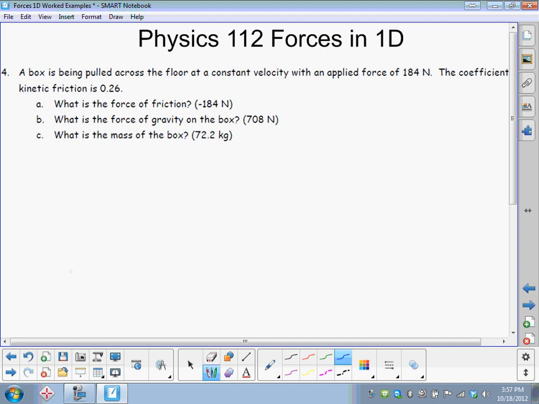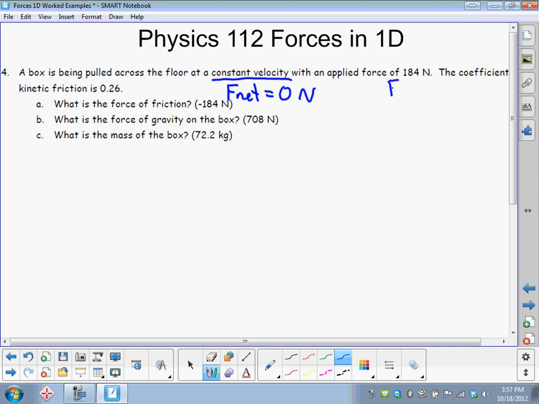So the question reads, a box is being pulled across the floor at a constant velocity with an applied force of 184 newtons. Coefficient of kinetic friction is 0.26. So lots of information given in these 2 sentences. I'm going to start with the first piece of information. That first key piece of information is our constant velocity. That communicates the net force is 0.